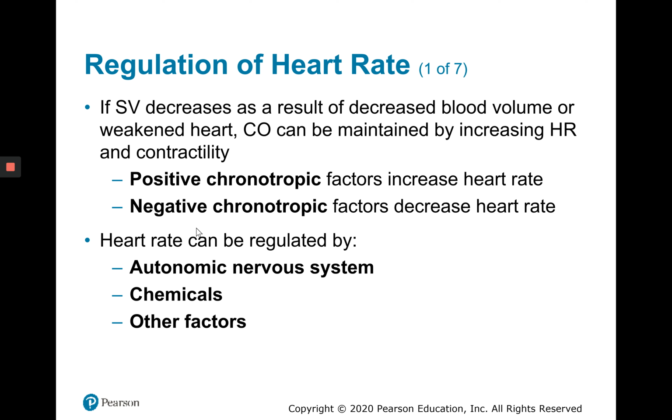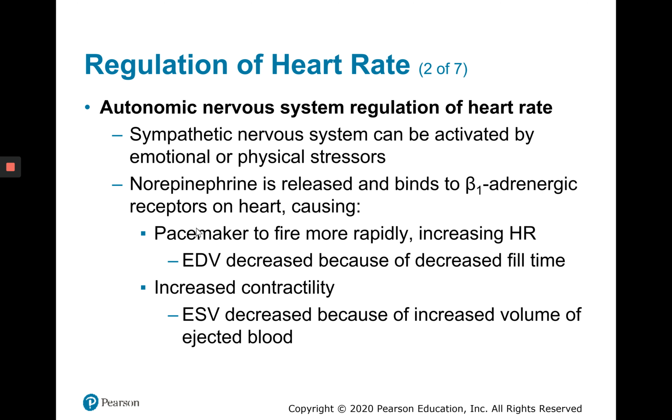and contractility. If we wanted to increase heart rate, we could use a positive chronotropic agent because these factors or chemicals increase heart rate when acting. Whereas a negative chronotropic agent would be a factor that decreases heart rate. Things that can increase heart rate would be the regulation by autonomic nervous system functions, chemicals, and other factors.